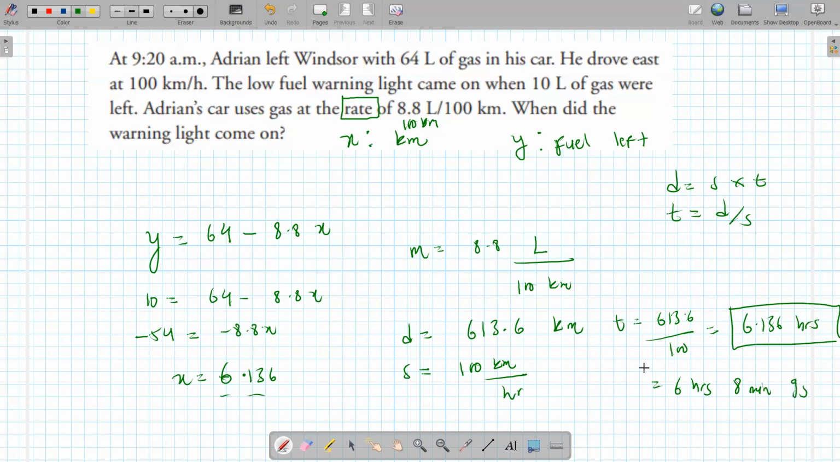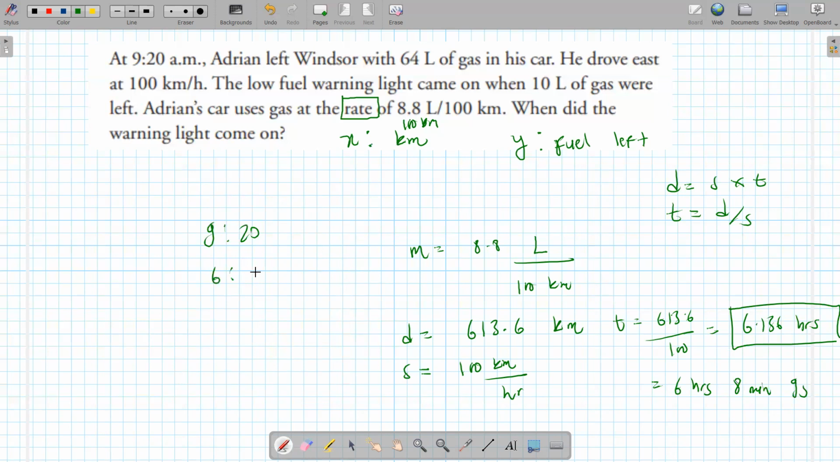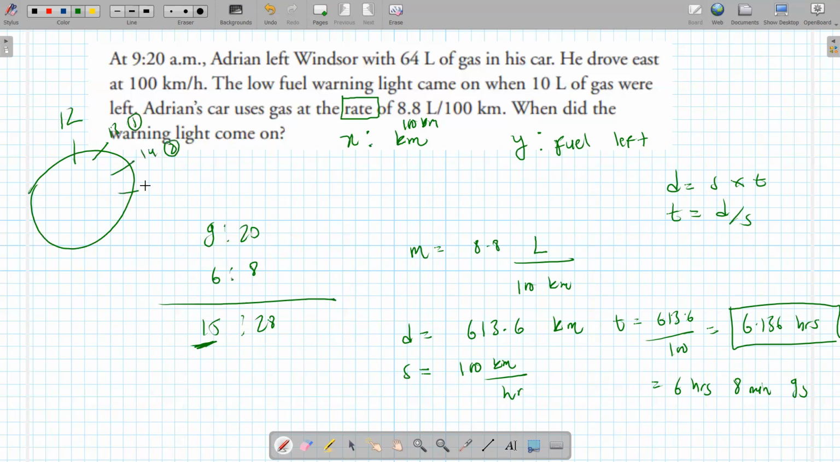There you go. So he started at 9:20. The amount of time that has passed is 6 hours and 8 minutes, so you add it up, 15:28. 15 means what in terms of time? Three o'clock, in the 24-hour system, because 12 o'clock is 12, 13 means it's 1, 14 means it's 2, 15 means it's 3 o'clock. So at 3:28 p.m., the warning light must have come on.